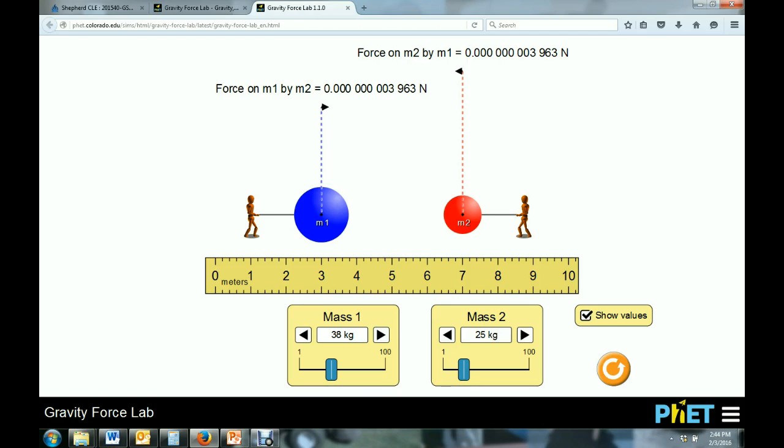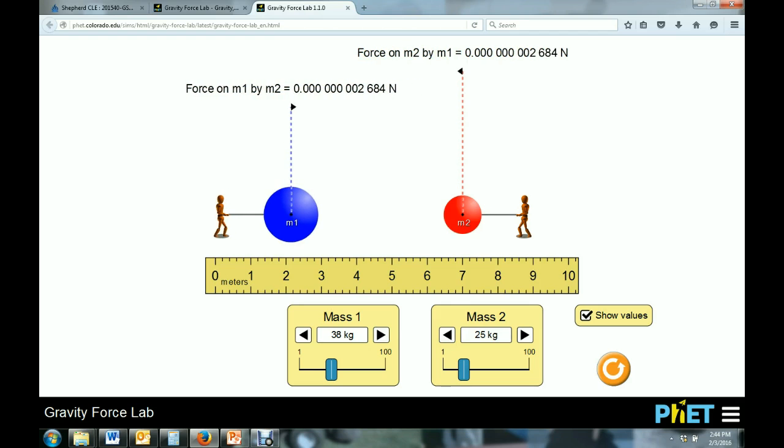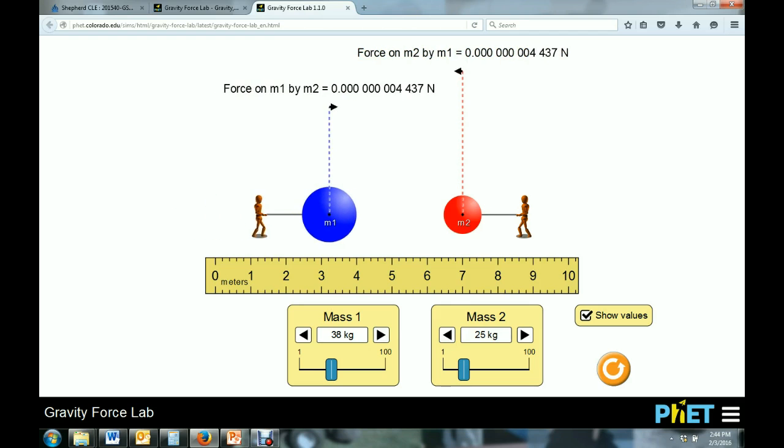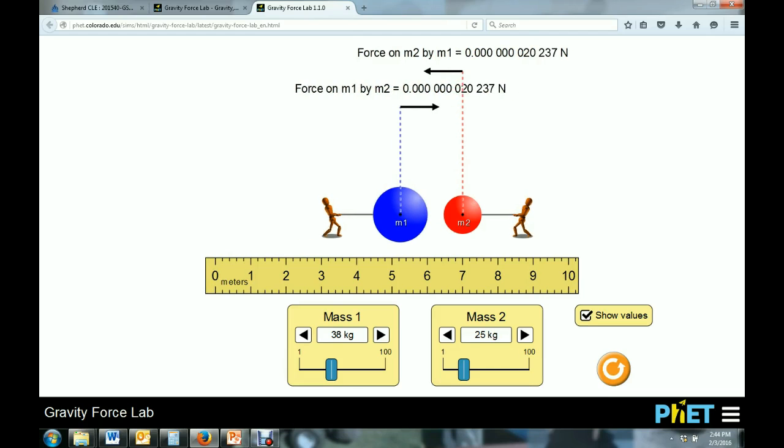One thing you're asked is, can this force ever be repulsive? If we look, no matter how I move the blue mass relative to the red mass, the force on the blue mass always points towards the red mass, indicating that it is attractive. So you cannot get a repulsive gravitational force, and really this is because you can't have a negative mass. That's what it would take to get a repulsive force.